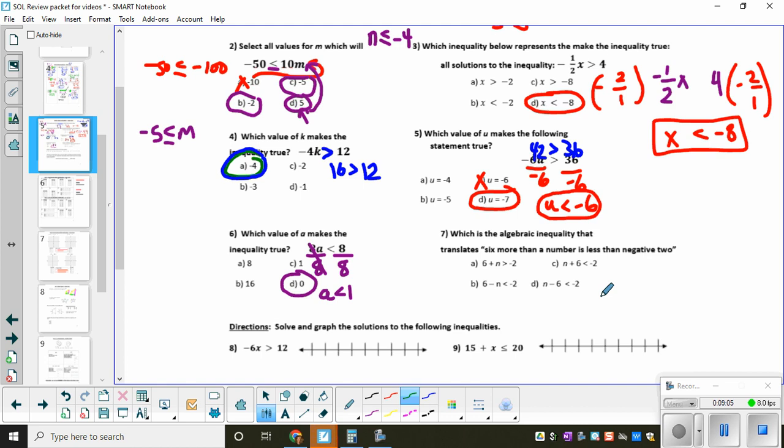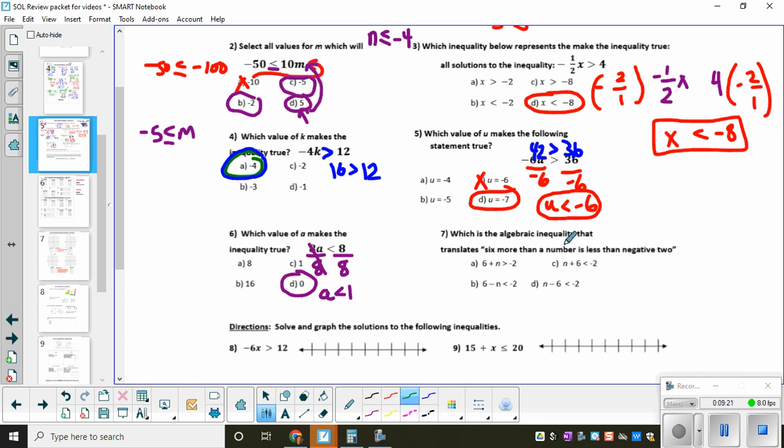Now for number 7, it's just a translation question, and I wanted you guys to see one of these before the SOL to kind of jog your memories a bit with this. It asks, which is the algebraic inequality that translates to 6 more than a number is less than negative 2?